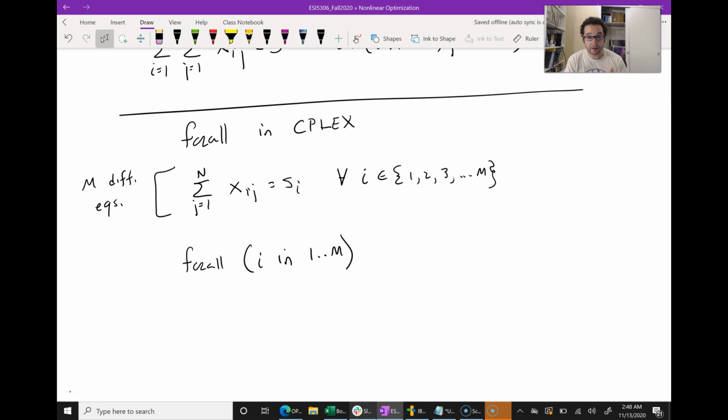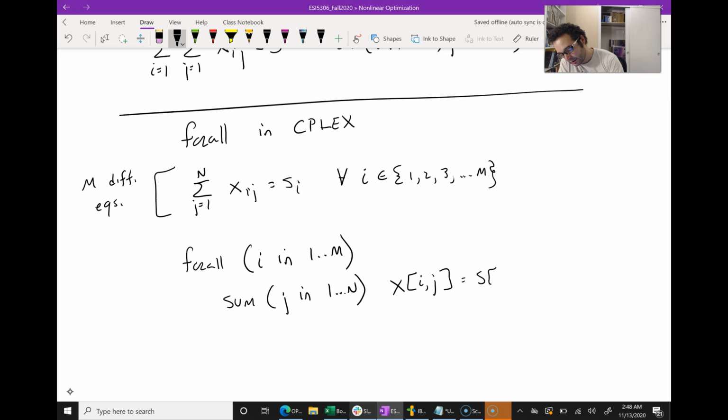And then we just write out our constraint like we would normally. So in this constraint, we're going to say that the sum of j in 1..n of x_ij is equal to s_i. And so these end up being equivalent formulations, and we're going to have a semicolon right after that. And it's actually pretty easy to do.